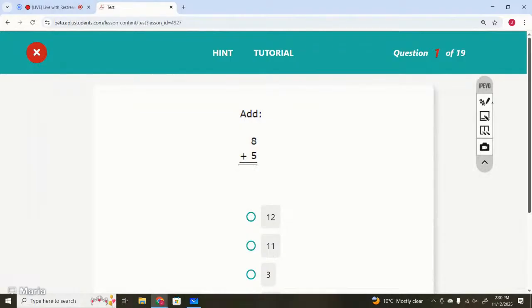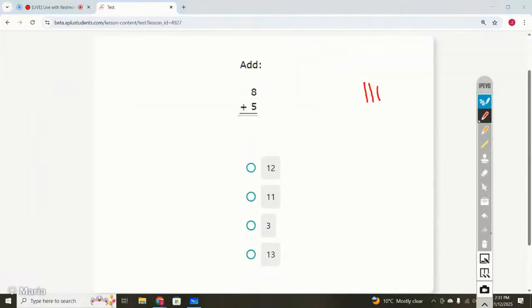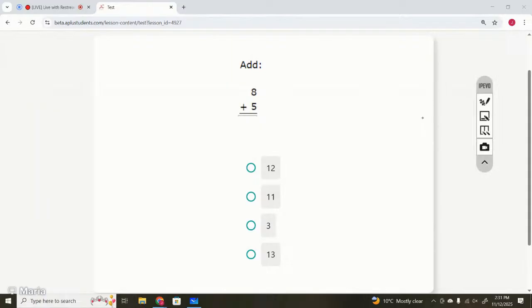Start with 8 and count up 5. So 8, 9, 10, 11, 12, 13. So 8 plus 5 makes 13. The correct option number 4 is the correct option, that is 13.